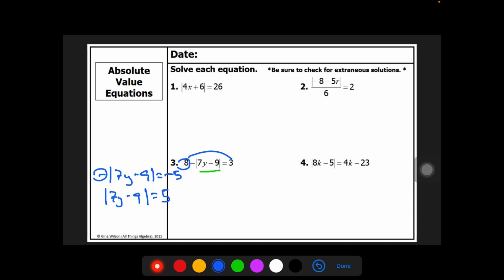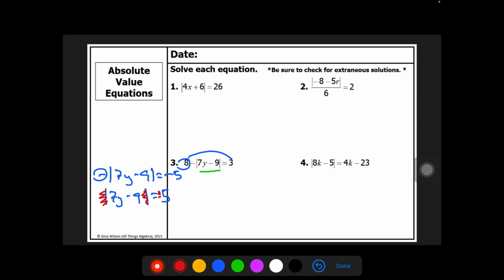Now let's carry out the operations like we did before. We're going to set this equal to positive or negative 5, drop those absolute value signs there, and evaluate it for positive and negative 5.